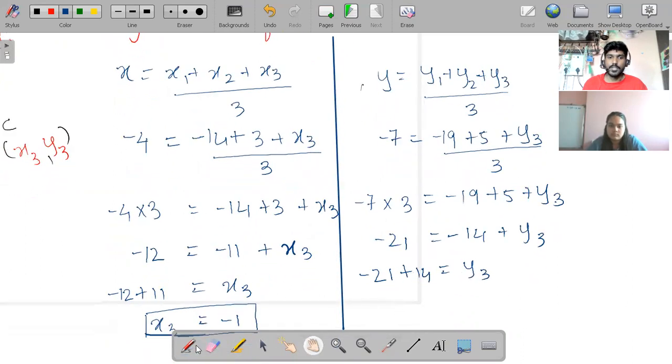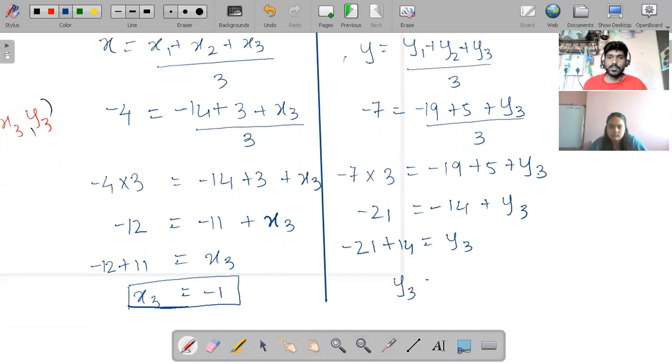Okay. How much is minus 21 plus 14? We'll have to do the subtraction. Yes, how much is it? Minus 7. Yes, minus 7. So value of y3 is minus 7.